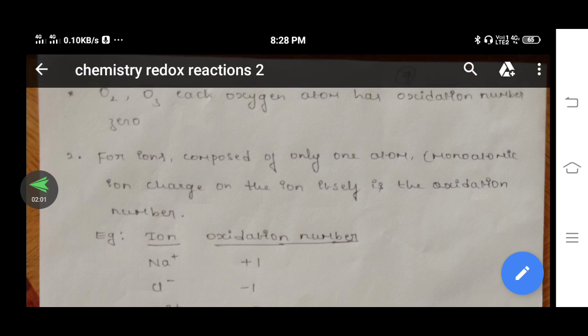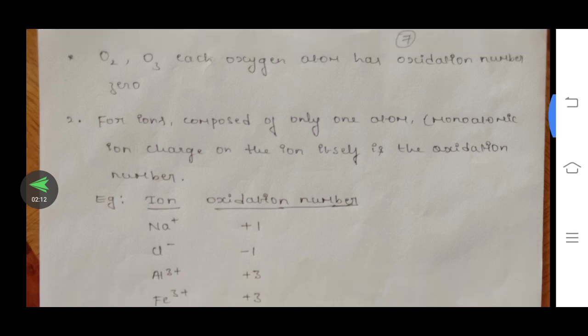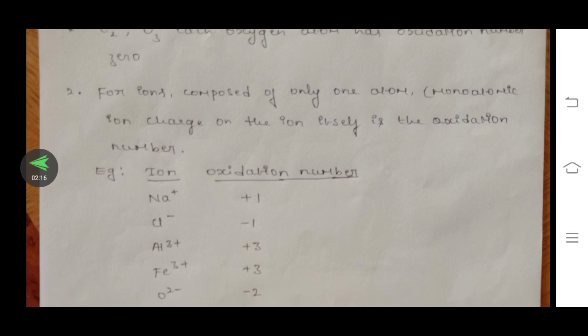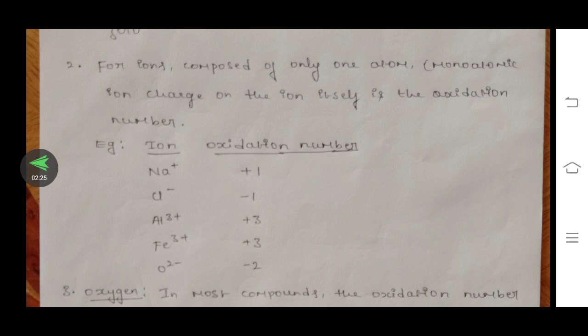Second rule, for ions composed of only one atom, monoatomic ions, the charge on the ion itself is the oxidation number. If any ion is present, whatever the charge present on that ion is the oxidation number of that ion. Example, on the left side the ion is present and on the other side the oxidation number. Example Na+.